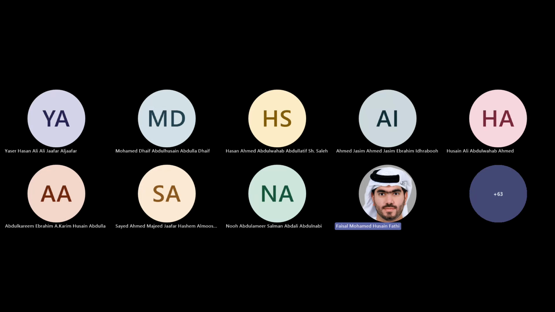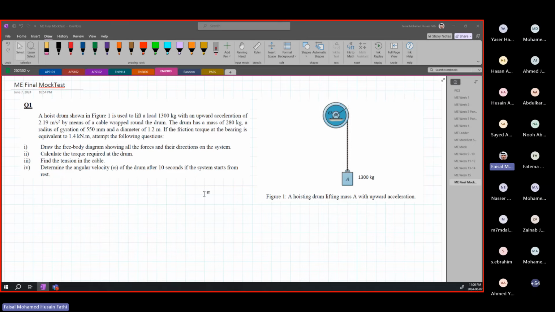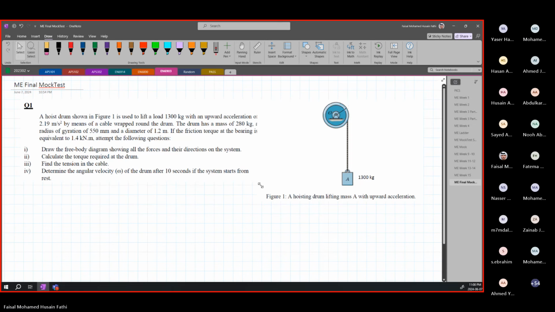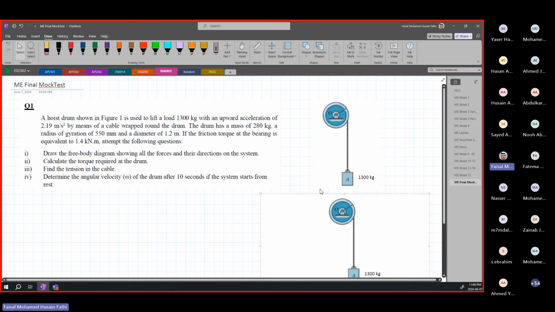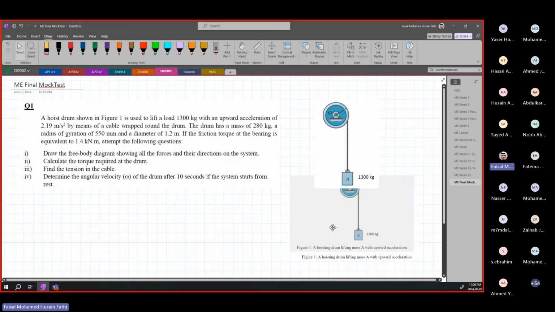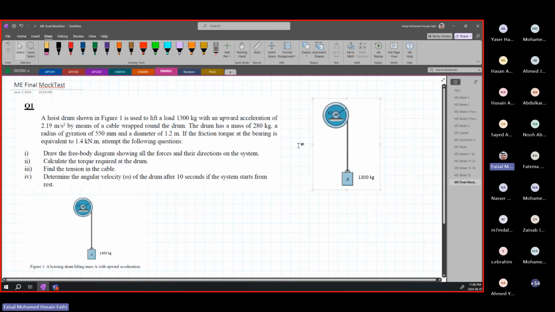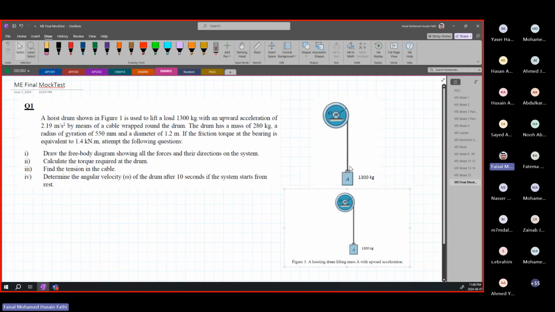Okay, so let us start with the first mock test for mechanical final. The first question says a hoist drum is shown in figure 1, as you can see over here in this figure. A hoist drum is used to lift a load of 1,300 kilograms, all right? So I usually like to write everything down as soon as I read it in the question.